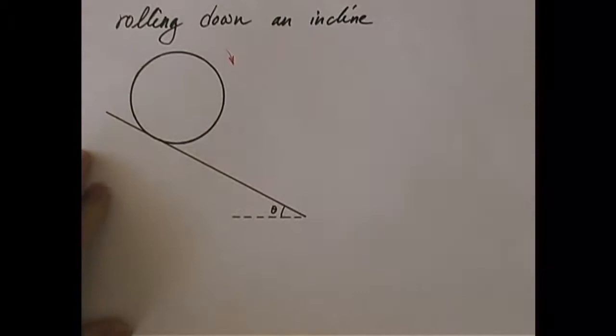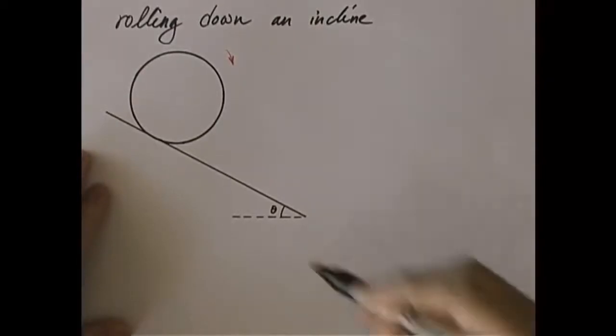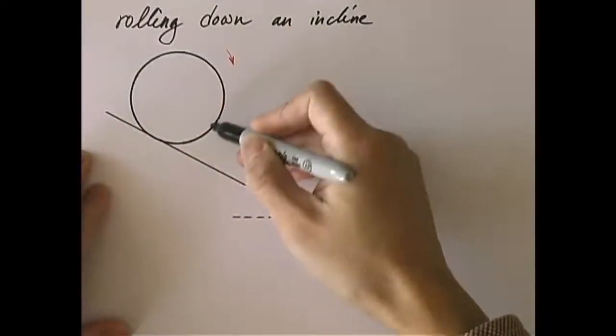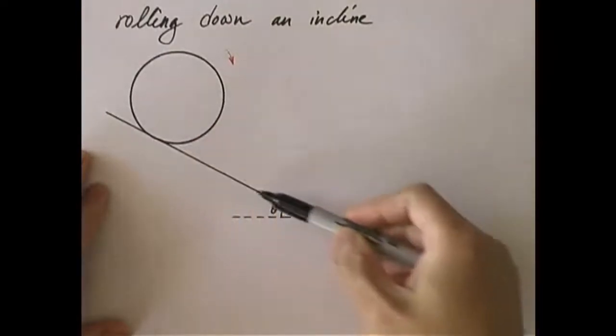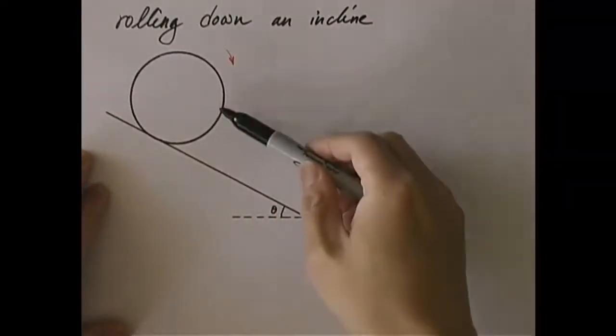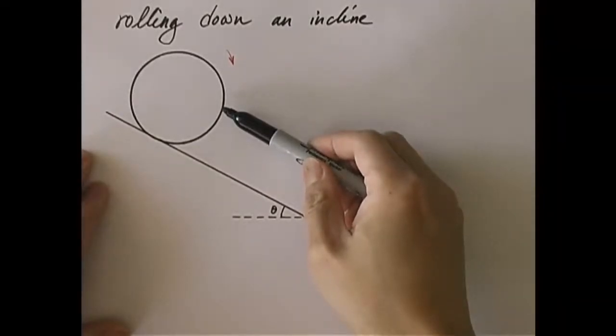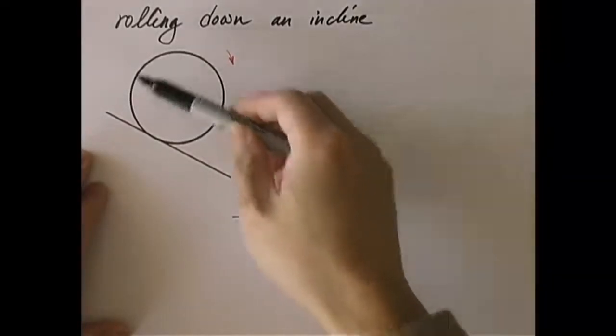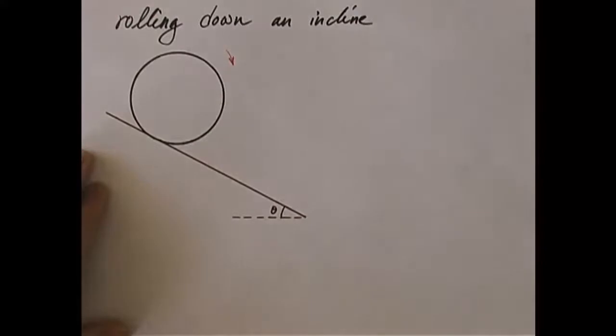One of the most important examples of pure rolling is an object of circular cross-section rolling down an incline without any slipping. You know, this can be a sphere, whether solid or hollow. It can be a cylinder. It can be a hollow ring. Anything that has circular cross-section. It rolls down without slipping. Okay, be careful. It does not slide.